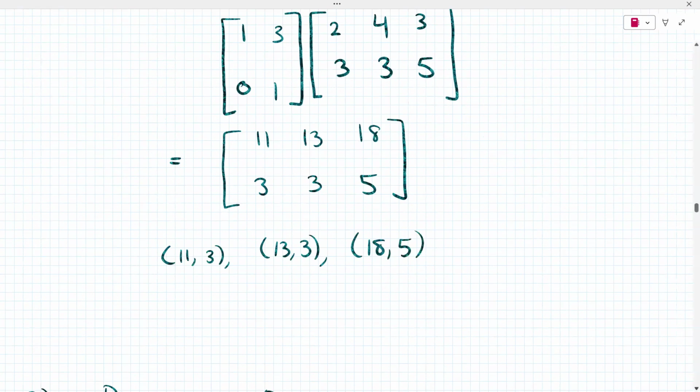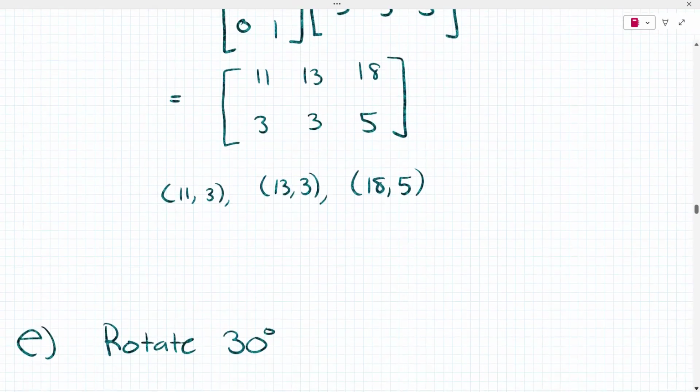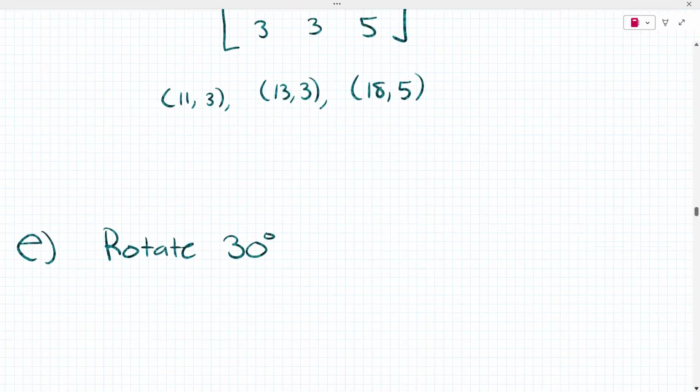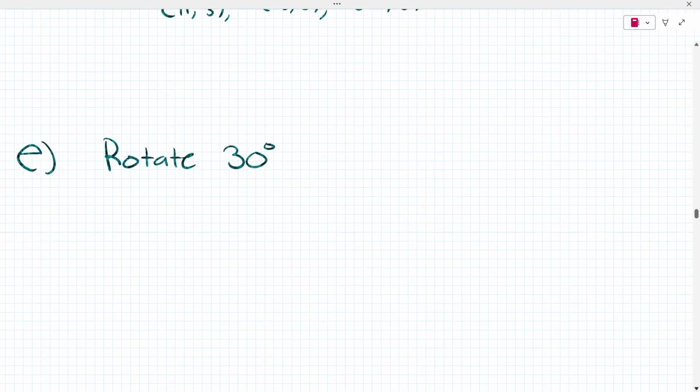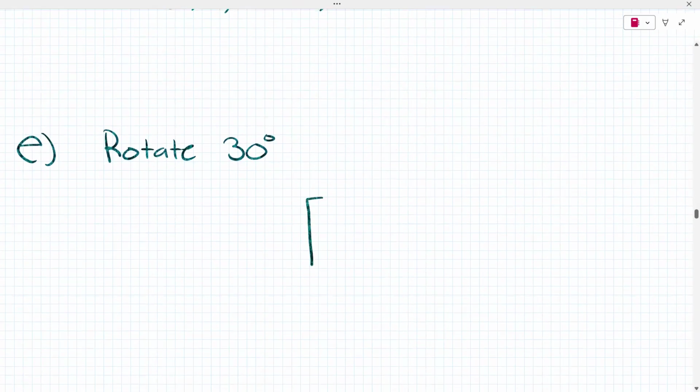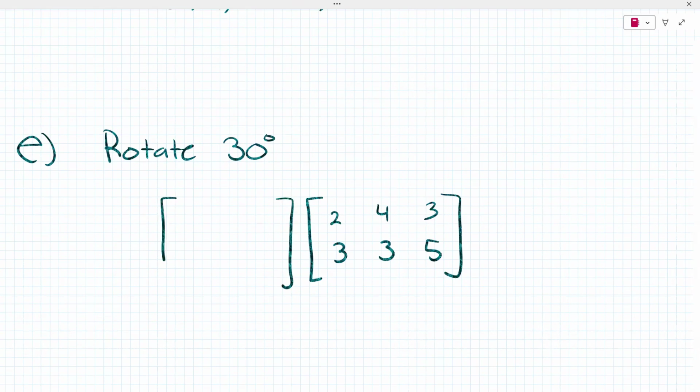Okay, what about a rotation of 30 degrees? Start with your original coordinates: 2, 3, 4, 3, 3, 5. What is the rule for a rotation of 30 degrees? It uses cosine, and whatever your angle was, ours was 30. So the cosine of 30 degrees, the sine of 30 degrees.